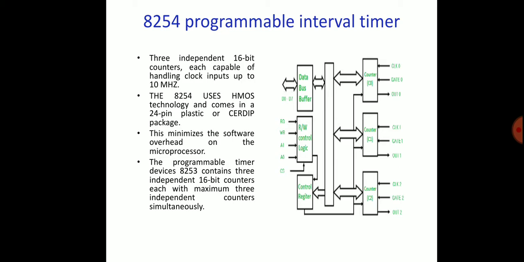Now the applications of 8254: it is a real-time clock timer, digital one-shot, square wave generator, and it is a binary rate multiplier, and it is also used in a waveform generator, and it is used in a motor controller.